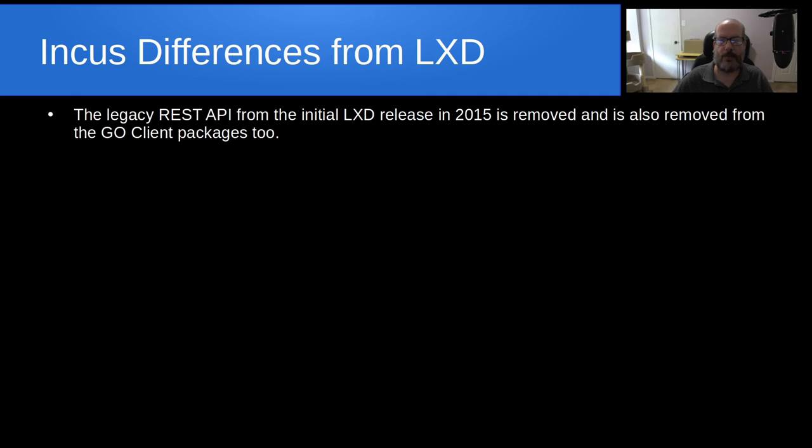So what are the differences between Incus and LXD? Well, the legacy REST API from the initial LXD release back in 2015 is now removed, and is also removed from the Go client packages as well. Things like that LXD client that we had in Windows that I made a presentation about recently. And the new API's location is /dev/Incus as a part of the rename, as I had mentioned earlier.